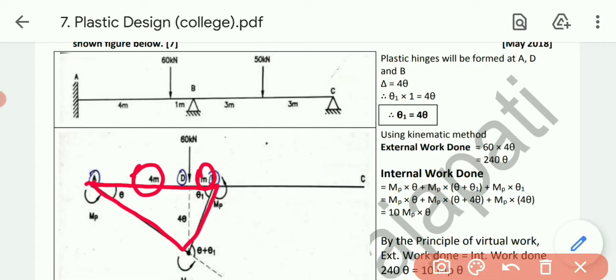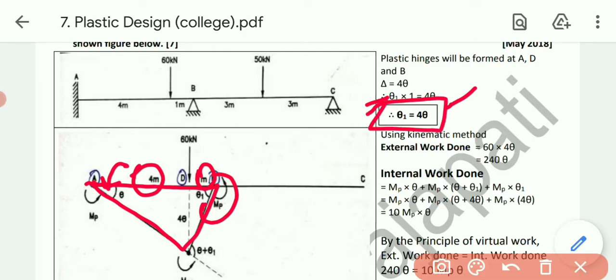So first of all we need to derive the relation between the thetas. In this one theta will not be equal as it is not the central point like the previous cases. So in this one the theta relation will be 4 into theta equals 1 into theta 1. So 4 into theta equals 1 into theta 1. So ultimately we will get the relation theta 1 equals 4 times theta.